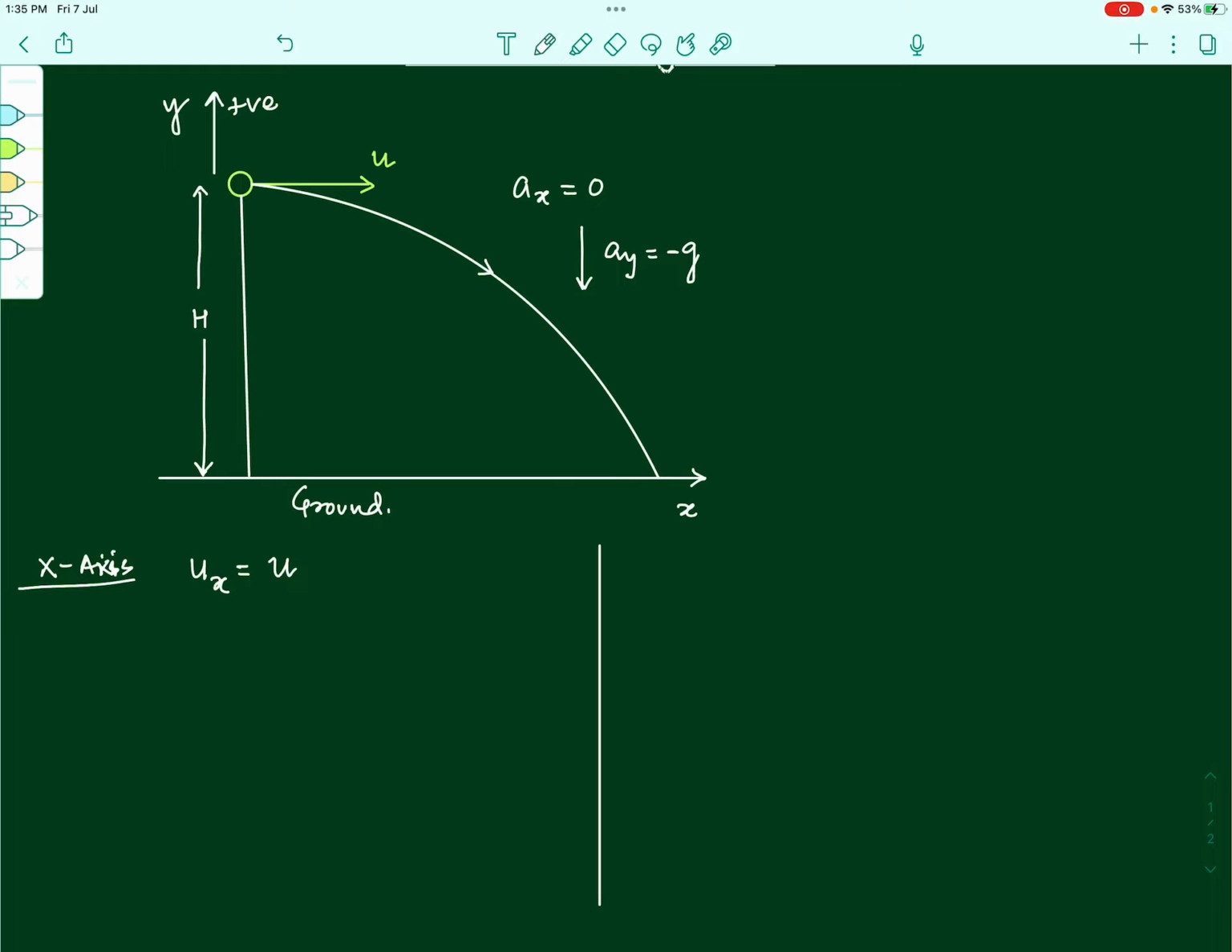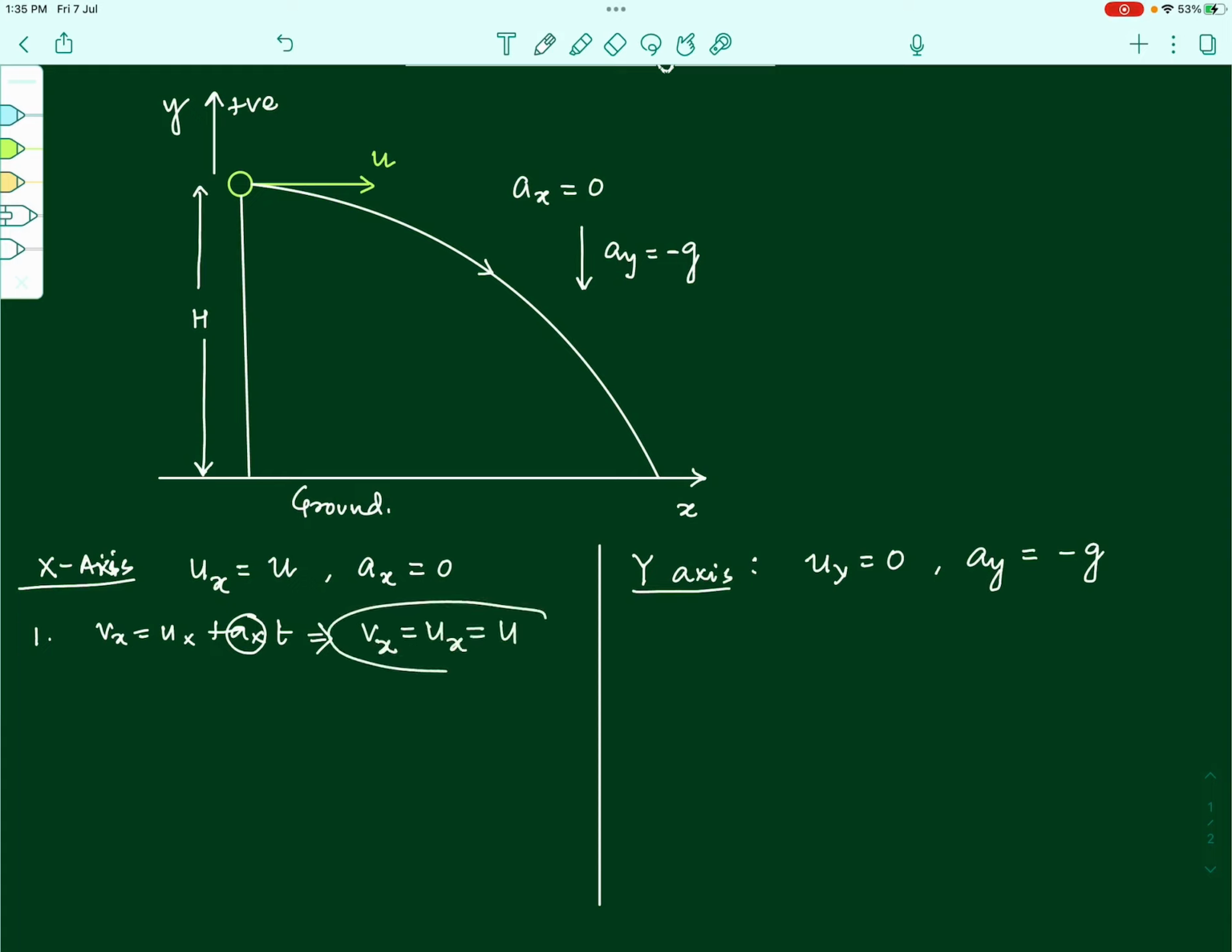So, ux will be nothing but u, whereas the acceleration along the x-axis is 0. Along the y-axis, the initial velocity is 0, no initial velocity along the y direction, whereas acceleration along the y direction is minus g, the minus sign is for the downward direction. And now we try to use the equations of motion along both the directions. So, the first equation of motion, Vx is equal to ux plus ax into t, will give us, because ax is 0, Vx is equal to ux, which is nothing but u.